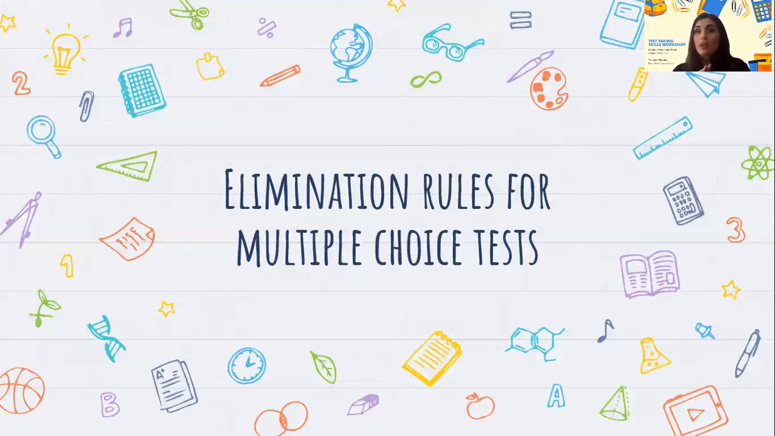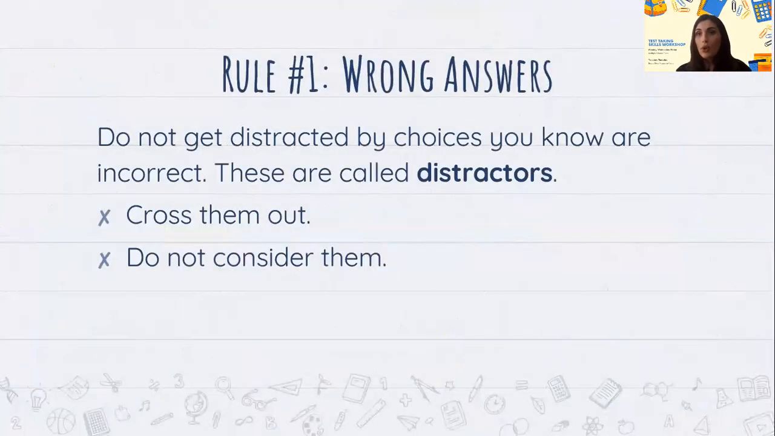All right, so this is going to be our last section, and we're going to talk about elimination rules for multiple choice tests. When I say elimination rules, this is simply the rules that you can use in order to eliminate the different choices on a multiple choice test so that you can select the right one. So rule number one is to get rid of distractors, get rid of the wrong answers.